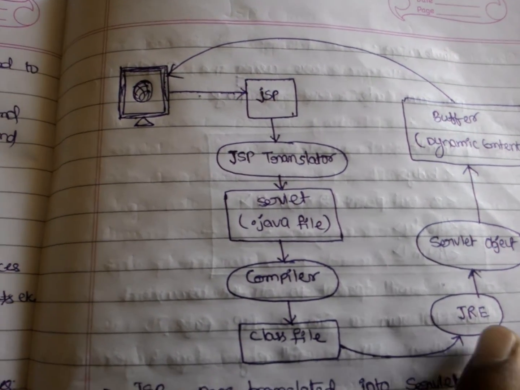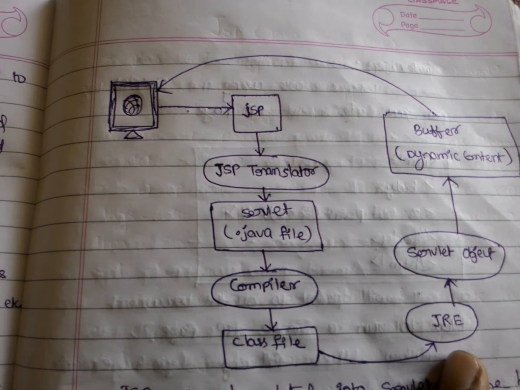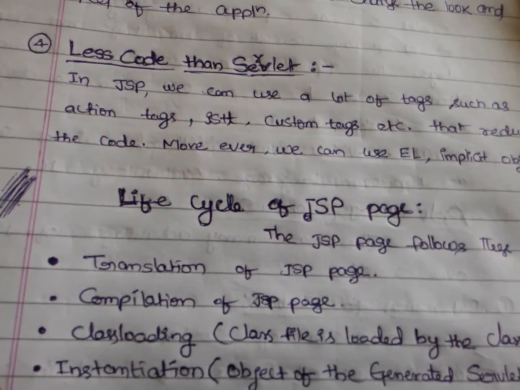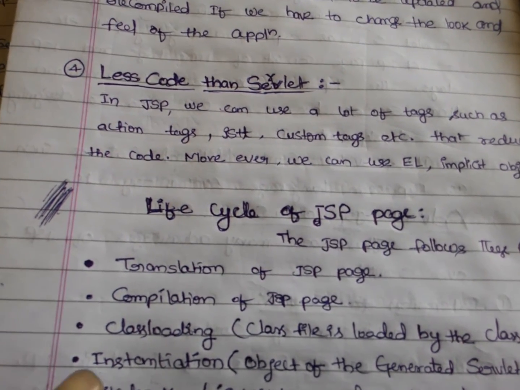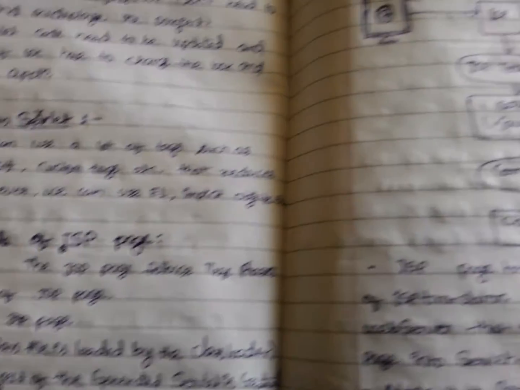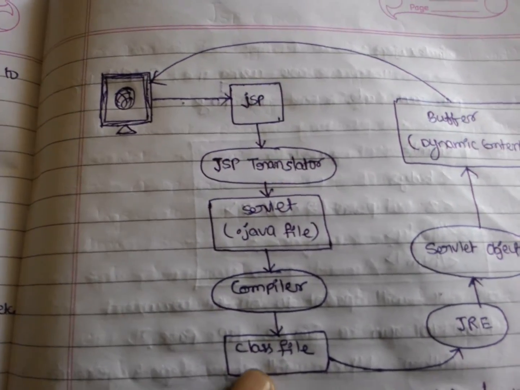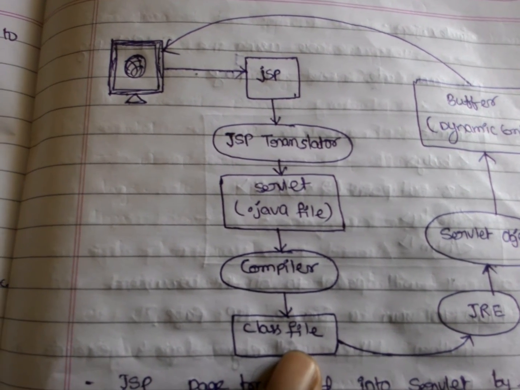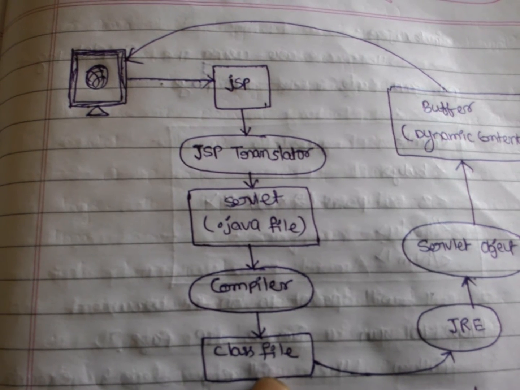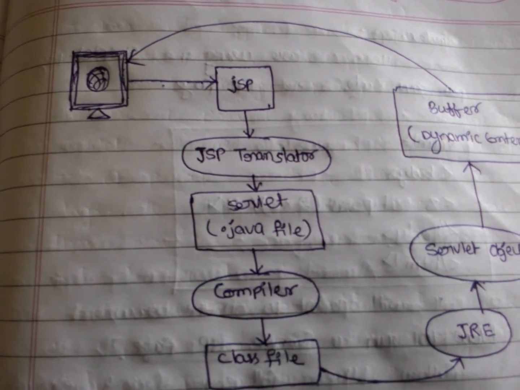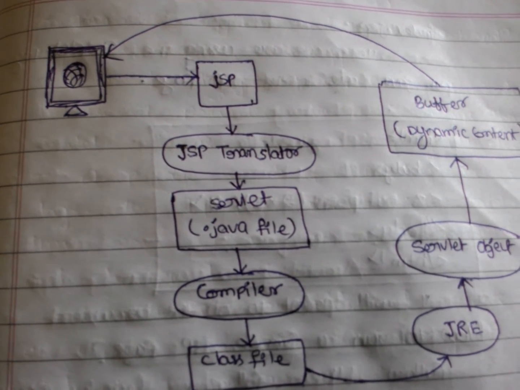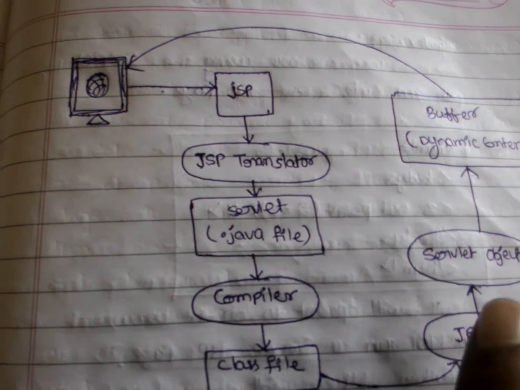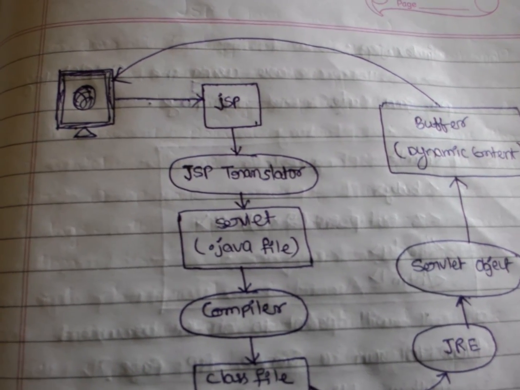Next we have the JRE. By using the JRE, it moves to the next phase. The translation phase is over, the compilation phase is over, next is class loading. This .class file is loaded by the class loader. Next, instantiation. Instantiation means the servlet object of the JSP code is created in this phase by the use of the JRE.